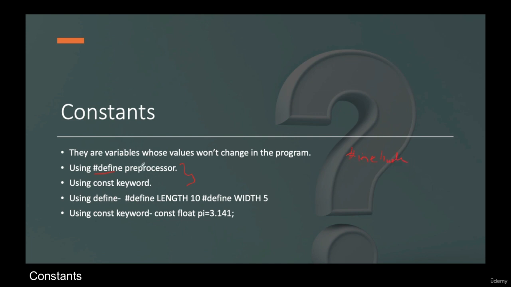Similarly, we have another preprocessor directive called hash define. Hash define is used to create constants. If I want to create a constant called pi, I can just write hash define pi 3.14. Then it will create a constant called pi with the value 3.14, which cannot be changed. Another way is using the const keyword: const, then the data type, then the variable name, then equal to the value. This is another way of declaring a constant.